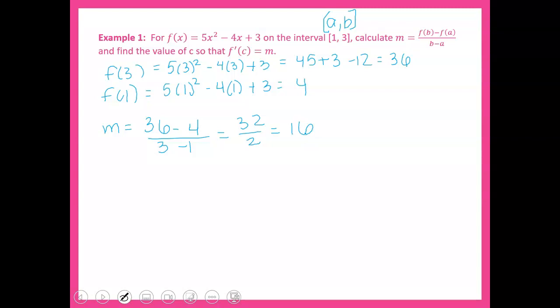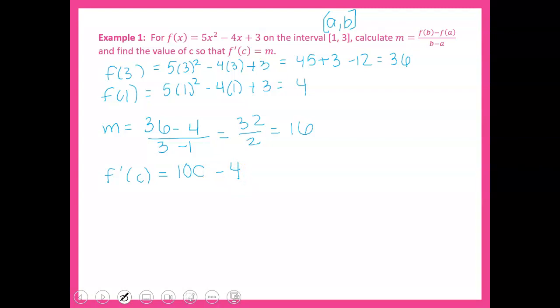So the slope of the secant is 16. What I want to do is then find the derivative of f of x at c. So instead of finding f prime of x, we're going to find f prime of c. So we're going to change all the x's to a c. So f prime of c is equal to 10c minus 4.